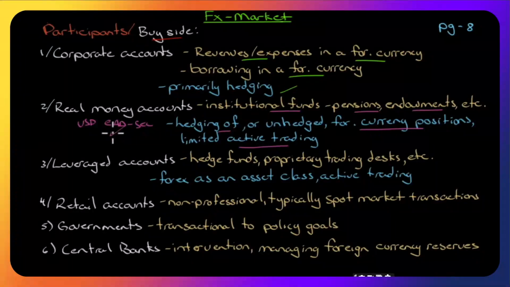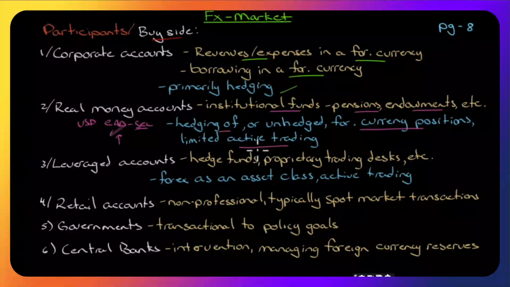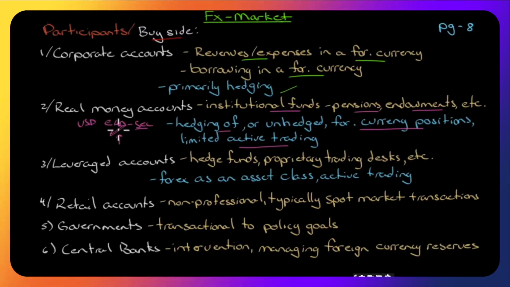If it hedges, it would still have to buy some Canadian dollars to buy those securities and then enter into a forward contract to hedge out that exposure. When we say limited active trading, they may have an unhedged position of which they would hedge a portion of that position only, thereby leaving some exposure to the currency.